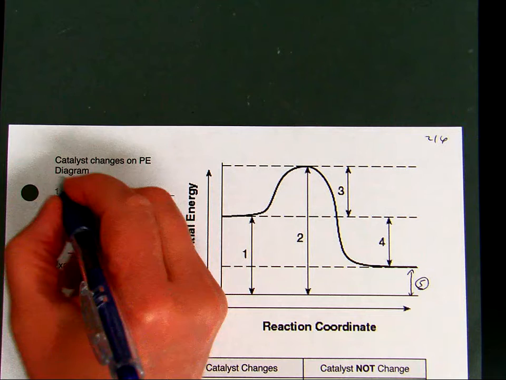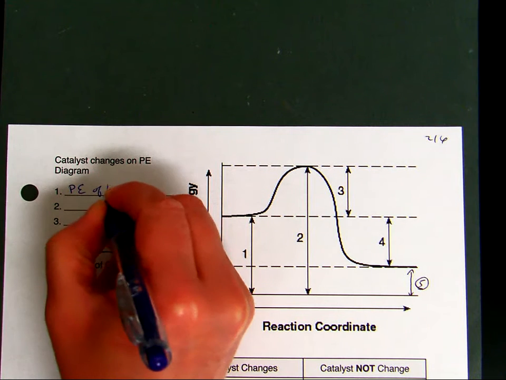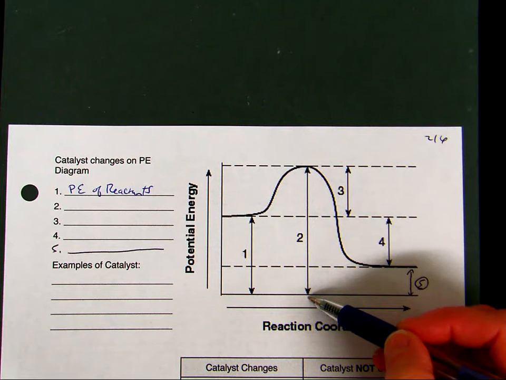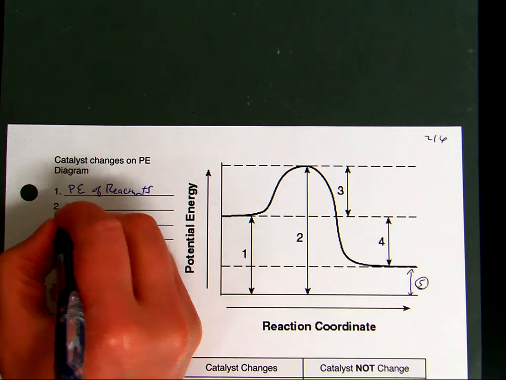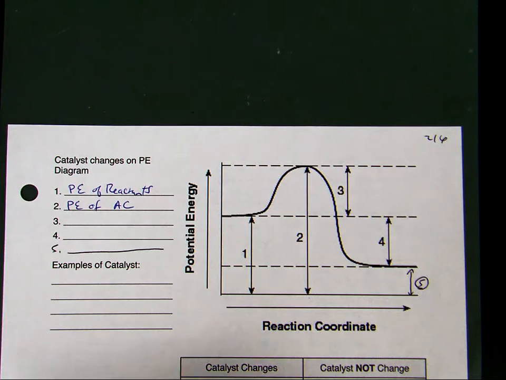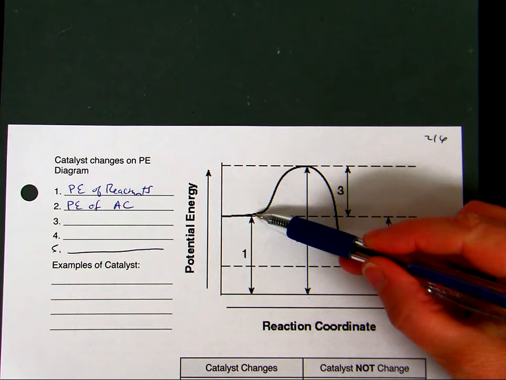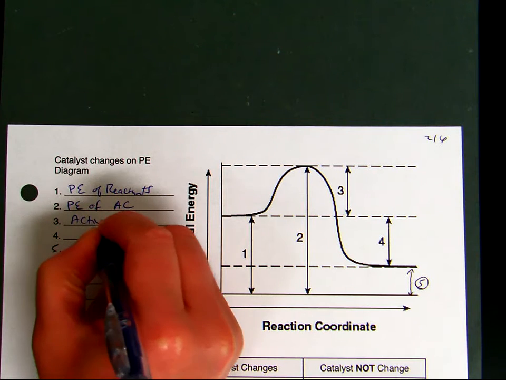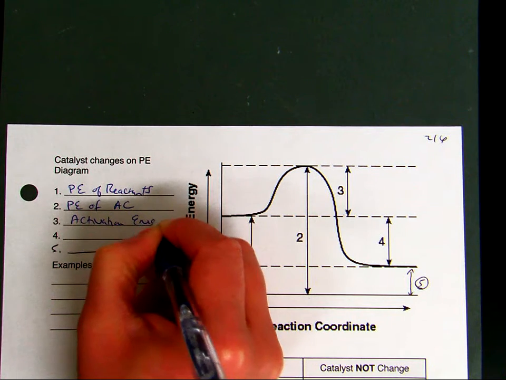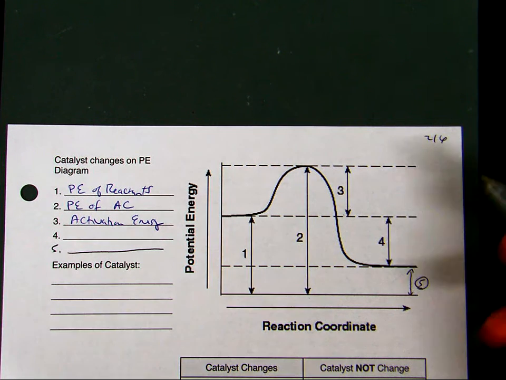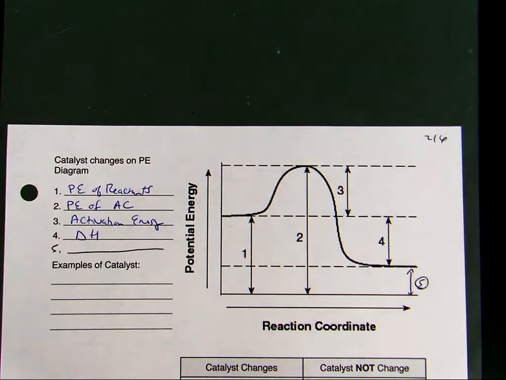So arrow 1, PE of the reactants. Arrow 2 starts at the x-axis, ends at the peak, so it's the PE of our activated complex. Arrow 3 starts at the reactants platform and goes to the peak, so that's our activation energy. Arrow 4 starts at the products platform, ends at the reactants platform, so that is our delta H.